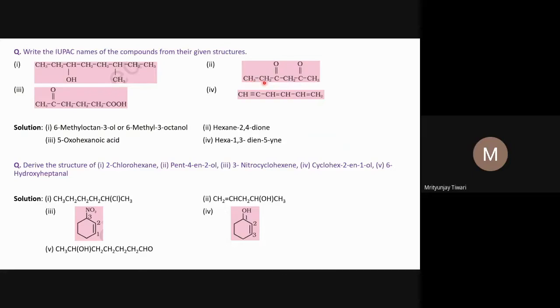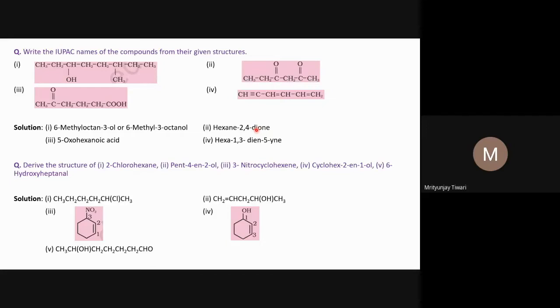So it is hexane, and at the second and fourth positions, the ketonic groups, the carbonyl groups, are there. So it will become 2,4-dione. So hexane-2,4-dione. The e of hexane is retained here. Why is it retained? Because here we have written di. It is not one. If it was only one one, then we would have removed this e because there would be a vowel here.